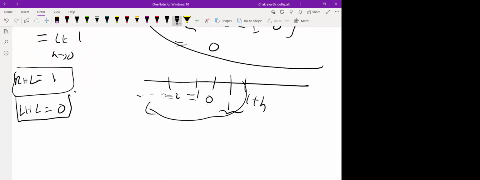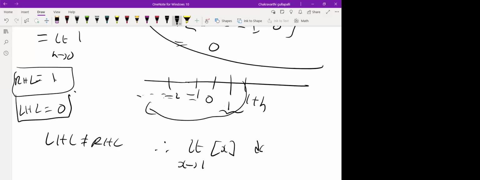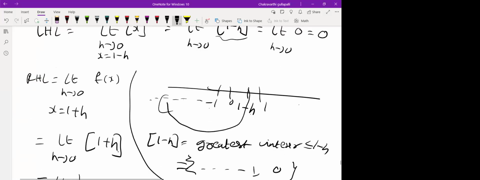So LHL is 0. So LHL is not equal to RHL. So therefore limit does not exist. Limit X approaching 1, box X does not exist. Remember, not only at 1, at 2 also it does not exist. At 3 also it does not exist. At every integer it does not exist. So from next time, don't do it if it is at 1.